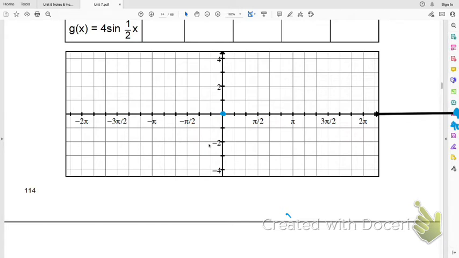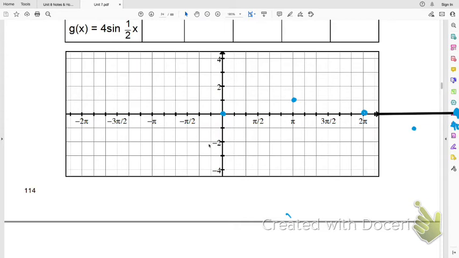Where would that be? 2 pi. The maximum would be halfway between the first 2 points, which would be where? Pi. The min would fit where? 3 pi.